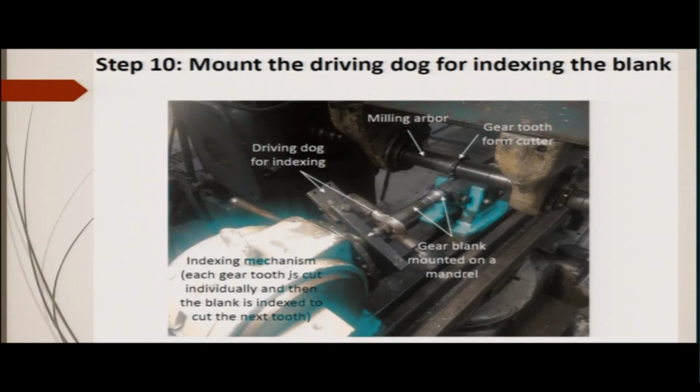Indexing mechanism: each gear tooth is cut individually and then the blank is indexed to cut the next tooth. I have already explained that in the drawing, if you remember, it was given that there should be 2 complete rotations of the indexing head or plate. That means we must be cutting 20 teeth. If we have to cut 20 teeth, then 40 by 20 is 2, which is 2 complete rotations of the indexing plate.